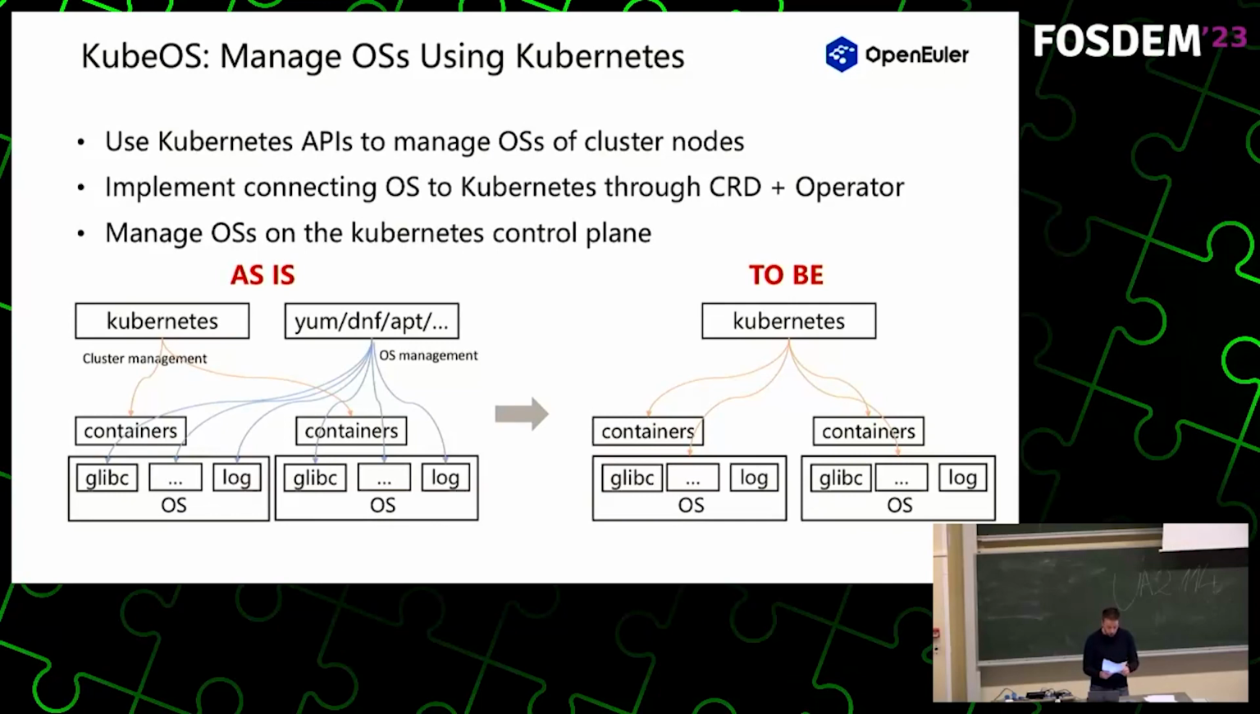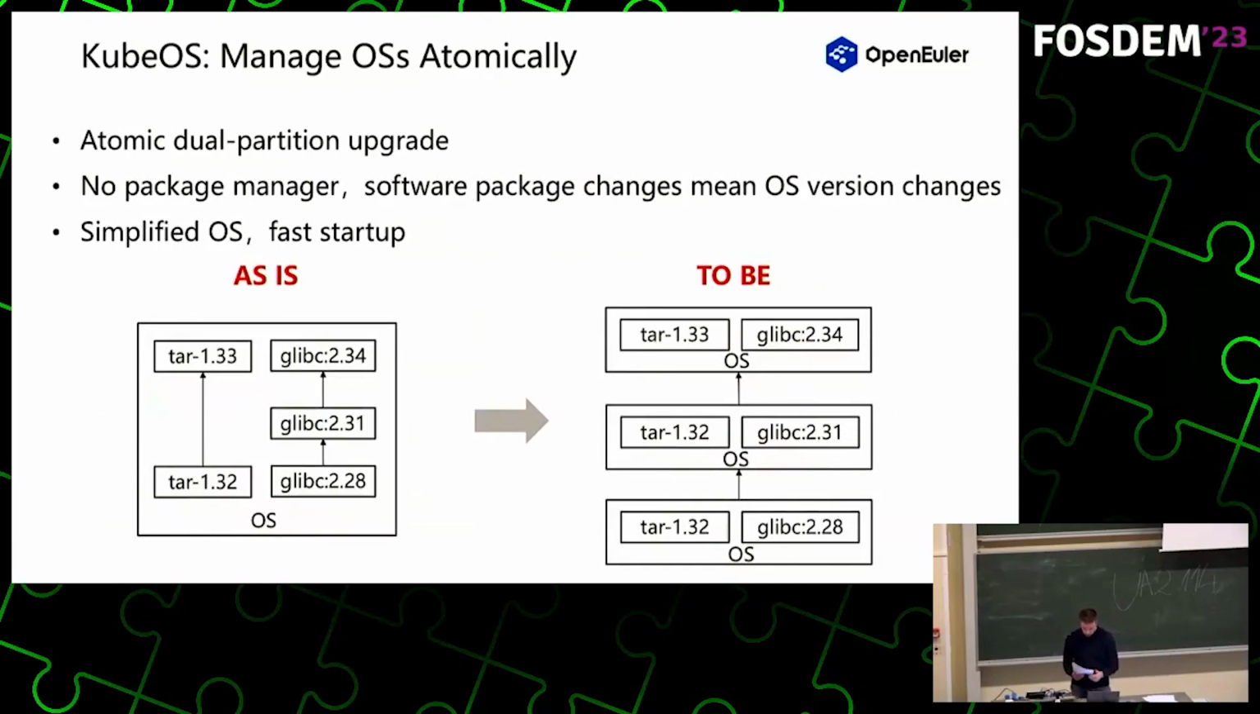So the user only needs to modify this CR, entering the expected OS status to the cluster, and KubeOS and Kubernetes handle this. And you only have to manage it in the control plane. So the next one is atomicity management of the OS.